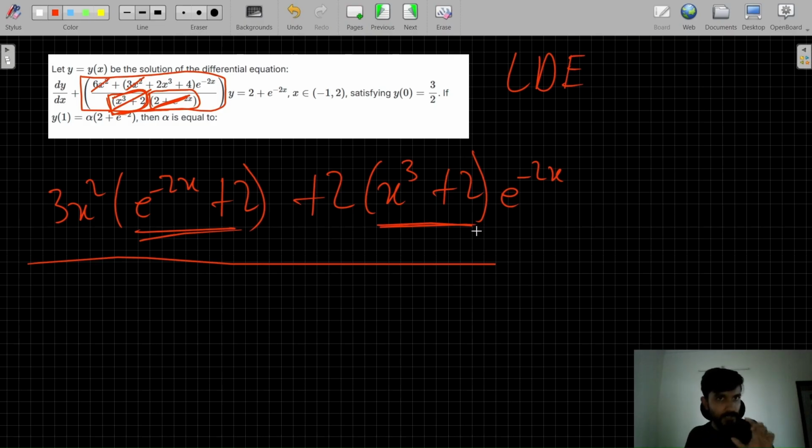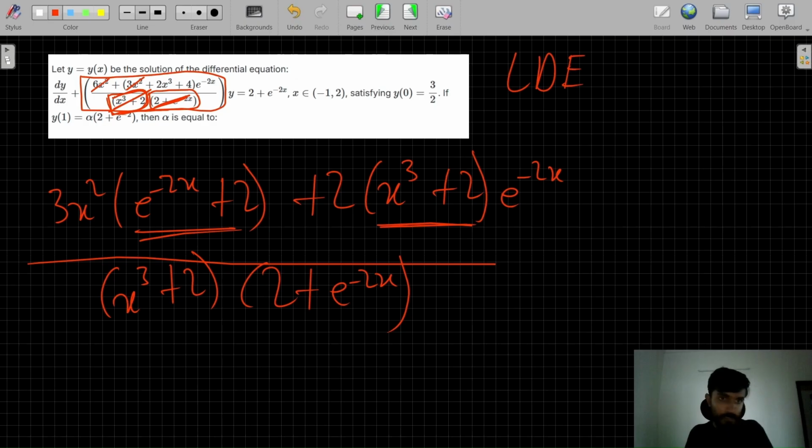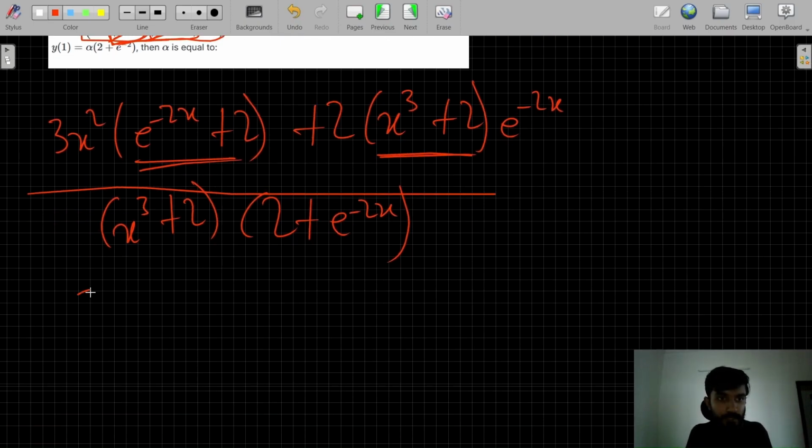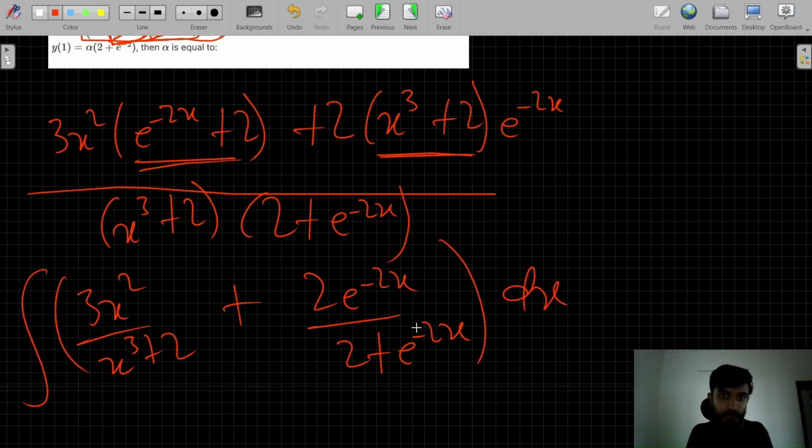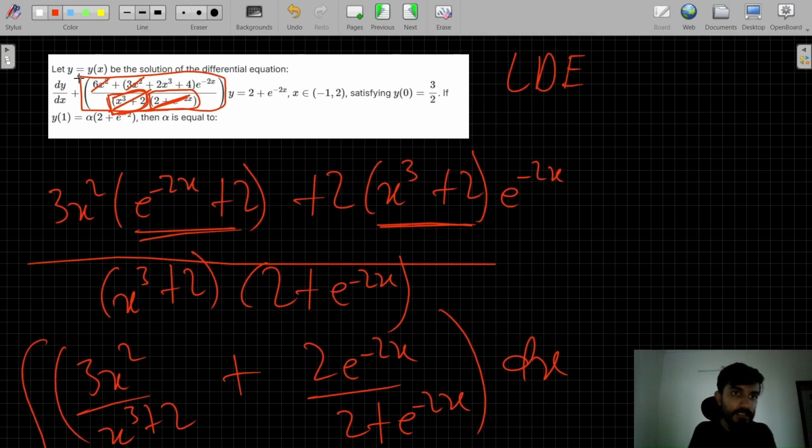This requires lots of keen observation and careful splitting. One term wrong and the whole thing is gone. But yes, this is the way to go, divided by x power 3 plus 2, 2 plus e power minus 2x. Now, simplifying this will be far easier: 3x squared divided by x cubed plus 2, plus 2e power minus 2x divided by 2 plus e power minus 2x. See what we have done here? We have split it into two separate fractions. If you add these two fractions, you will get what is given here.